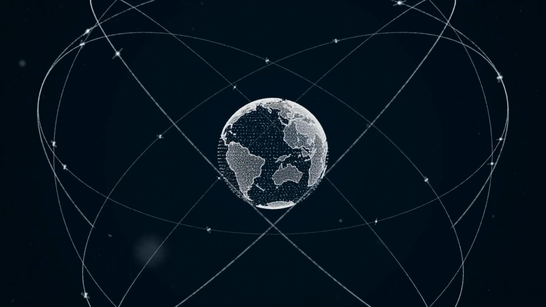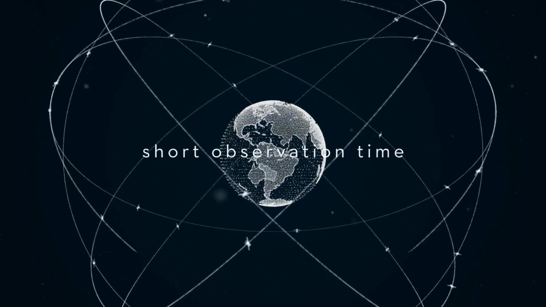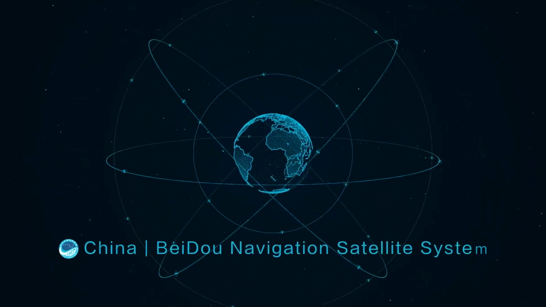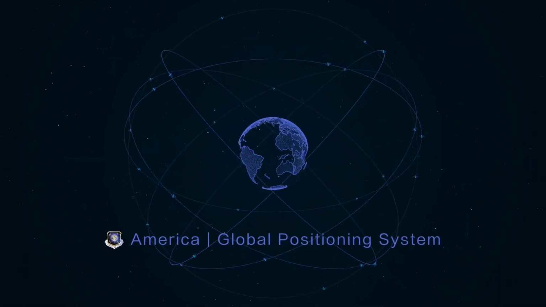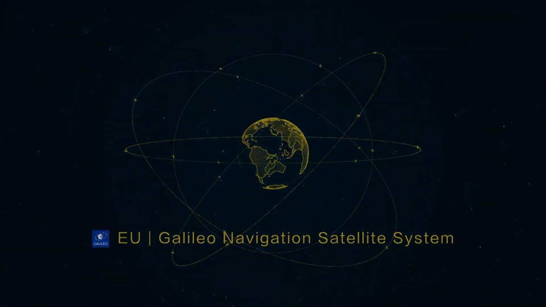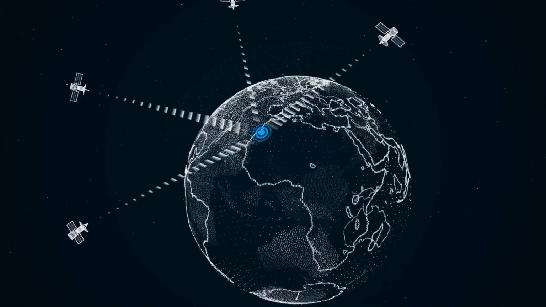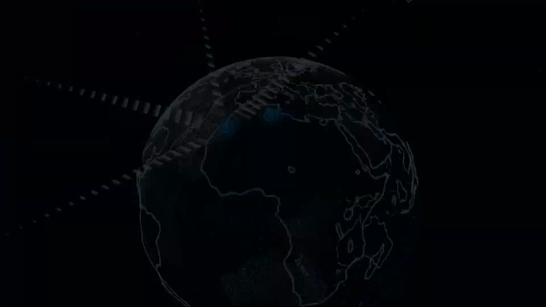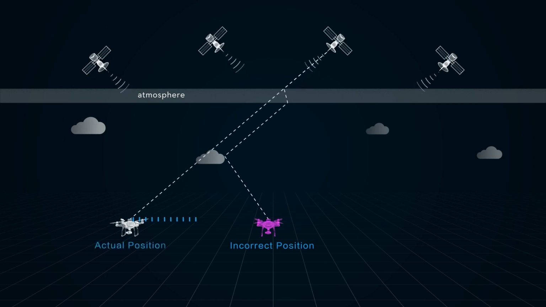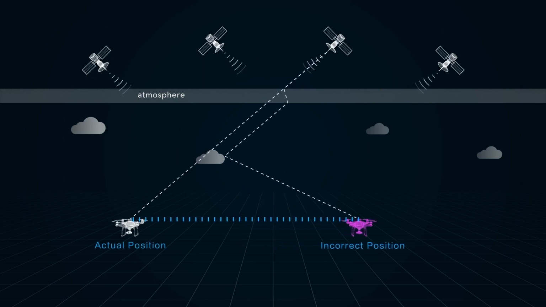GNSS provides many advantages, such as a short observation time, 3-dimensional coordinates, easy and round-the-clock operation, and more. China's Beidou, America's GPS, Russia's GLONASS, and the EU's Galileo are the most commonly used. However, GNSS probably suffers from positioning errors for various reasons. For example, satellite signals will be refracted when they pass through the atmosphere, and will be reflected when they encounter obstacles, which will cause errors when calculating signal transmission time, and then errors in distance calculations, resulting in positioning errors of tens or even hundreds of meters.